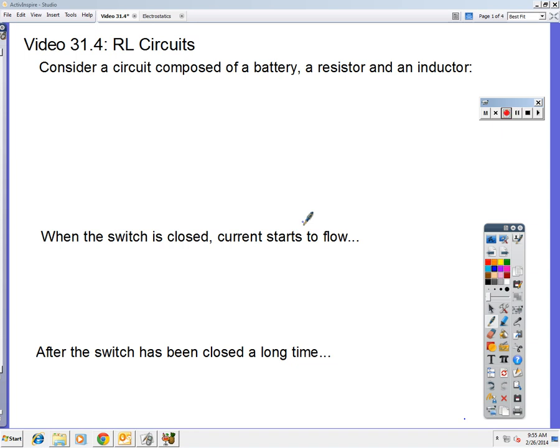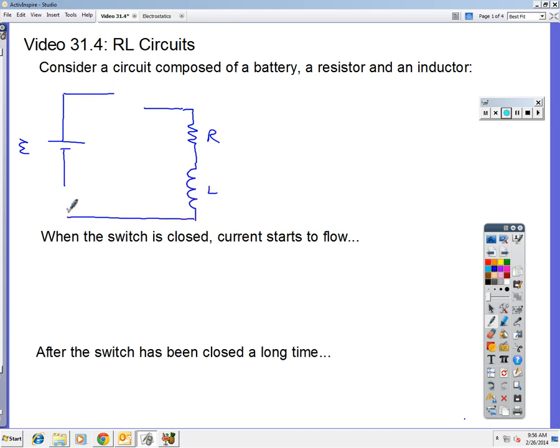Welcome to video 31.4. This is the fourth and last video about electromagnetic induction. For this we're looking at RL circuits, which are a circuit composed of a battery, a resistor R, an inductor L, that's the circuit symbol for an inductor, and then we also have a switch that can go between either position A, where the battery is connected to the circuit, and position B, where the battery is not in the circuit.